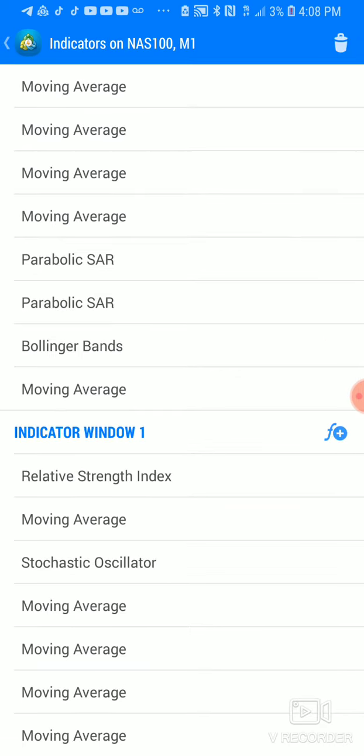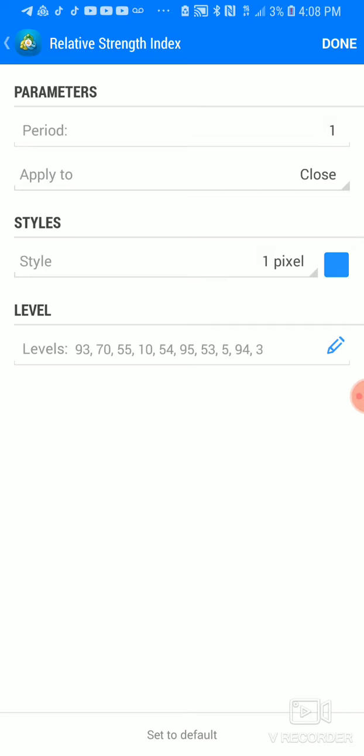In my window at the bottom, I have my RSI set to 1, and then I have levels of 93, 70, 55, 10, 54, 95, 53, 5, 94, and 3.